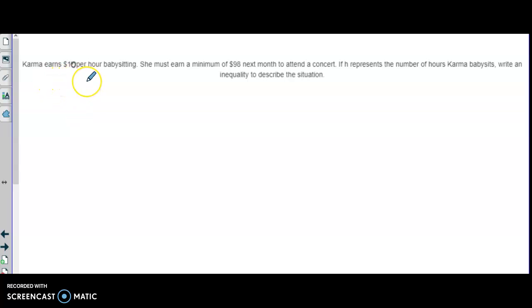Karma earns $10 per hour babysitting. She must earn a minimum of $98 next month to attend a concert. If H represents the number of hours Karma babysits, write an inequality to describe the situation. So she gets $10 per hour, so 10 times H, and she has to earn a minimum of $98. So it could equal $98 or it could be greater than $98. 98 is the minimum. So that is how we would write our inequality.